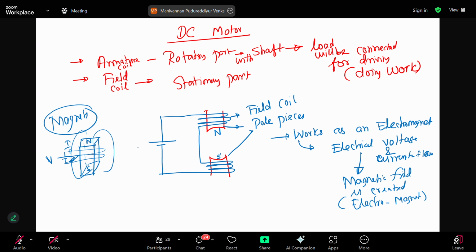Now, if I supply a voltage, which I call the voltage generator, capital A, V, and subscript F means field voltage. That means we are going to supply DC voltage from a battery. For example, 12 volts we are supplying. Now, the coil is made of a copper wire. Copper wire has a resistance already.